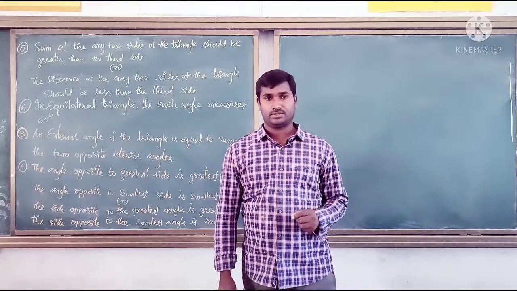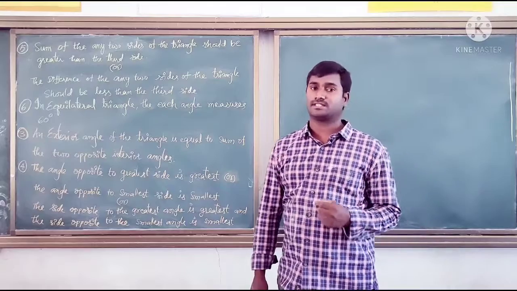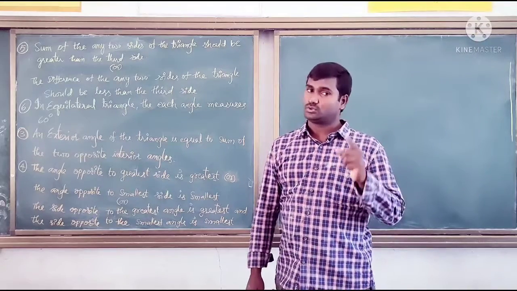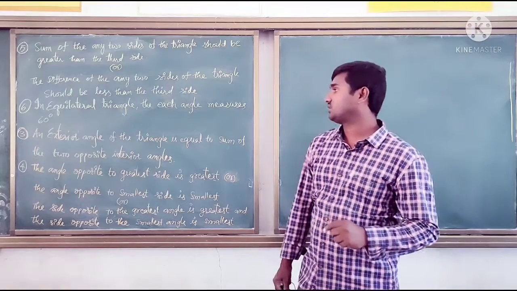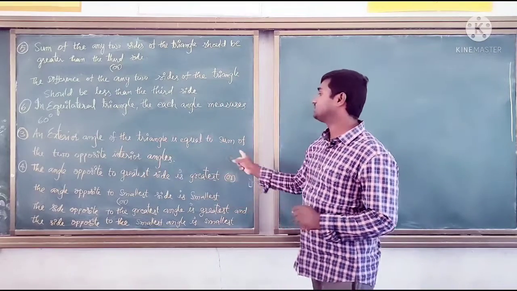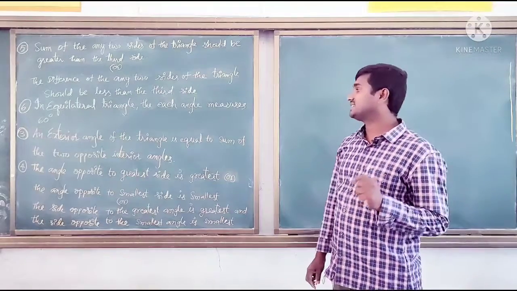Hello everyone. In this video I am going to discuss the remaining properties of the triangle. In the previous video I discussed the first two properties. Those are finished. Next, the third property: an exterior angle of a triangle is equal to the sum of the two opposite interior angles.